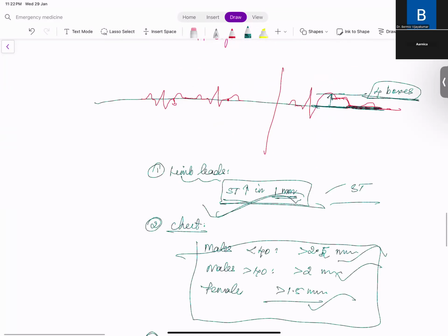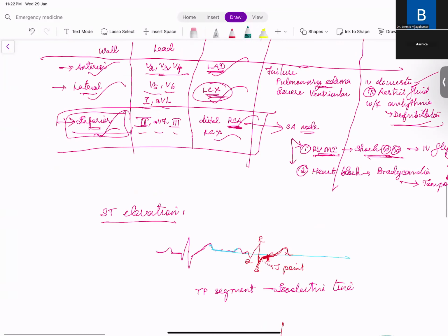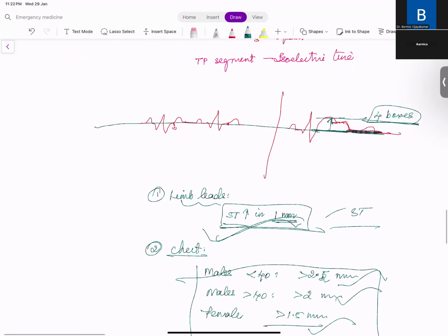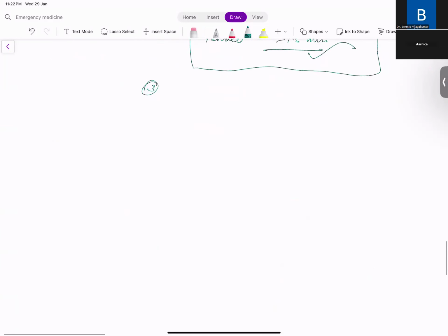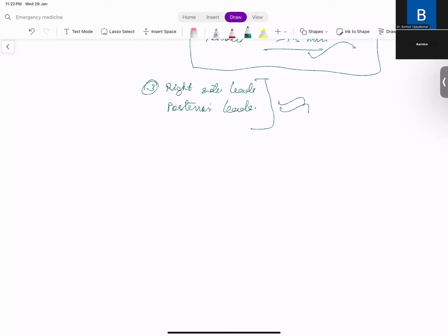I told you just some time back, if there is inferior wall MI, there is a chance that right ventricular MI or posterior wall could also be involved in MI. So in addition to the standard 12 lead ECG, we have something called right sided leads and posterior leads. So to an ECG technician, if there is inferior wall MI, you should instruct them to see the right sided leads and posterior leads also. For posterior leads, the criteria for ST elevation will be 0.5 millimeters.